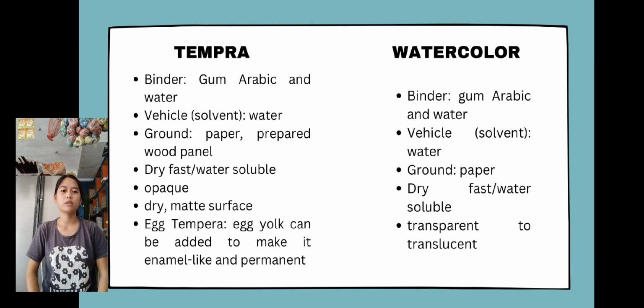Next one is watercolor. Binder: gum arabic and water. Vehicle, solvent: water. Ground: paper. Dry: fast, water soluble, transparent to translucent.